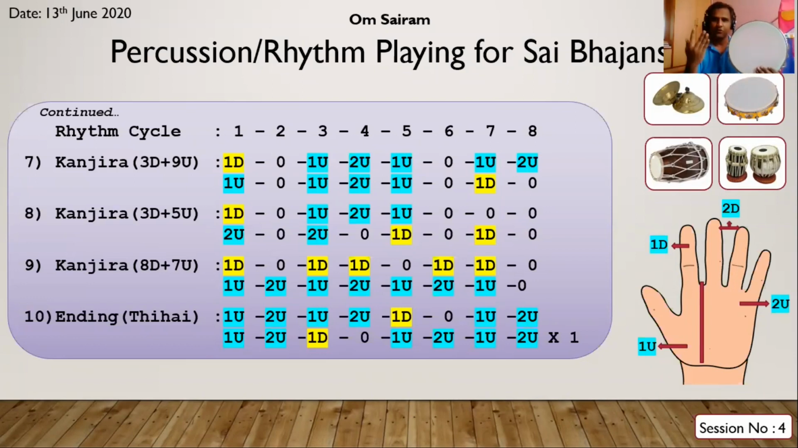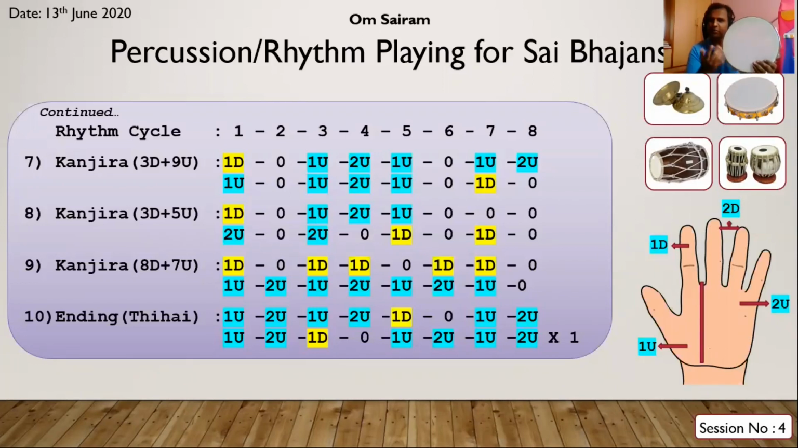All of you should know by now what is 1U, what is 2U, what is 1D, and what is 2D. There are only 4 different sounds that you can produce with your hand. You can have 2 downstrokes and 2 different upstrokes. So this is one stroke, and this is 1 stroke in upstrokes and downstrokes. Okay, so we'll go ahead.